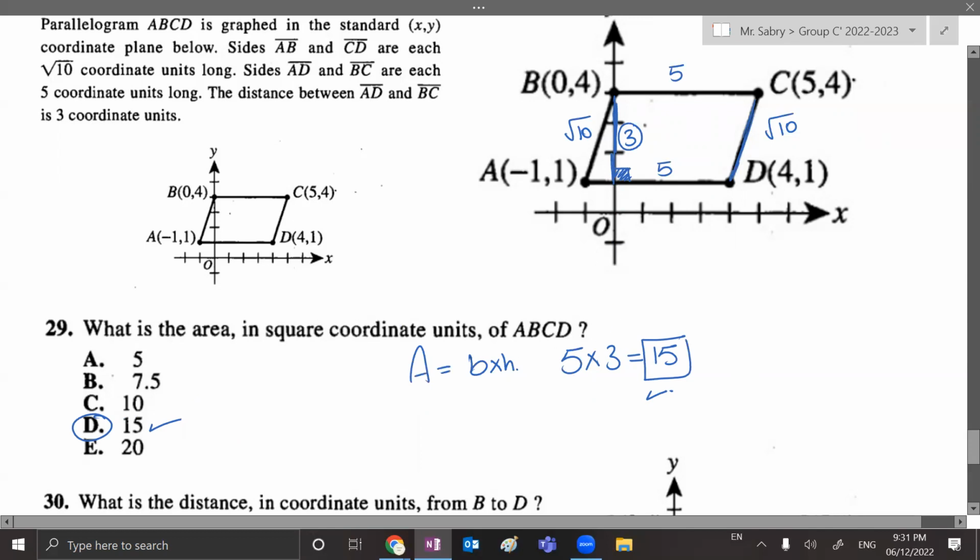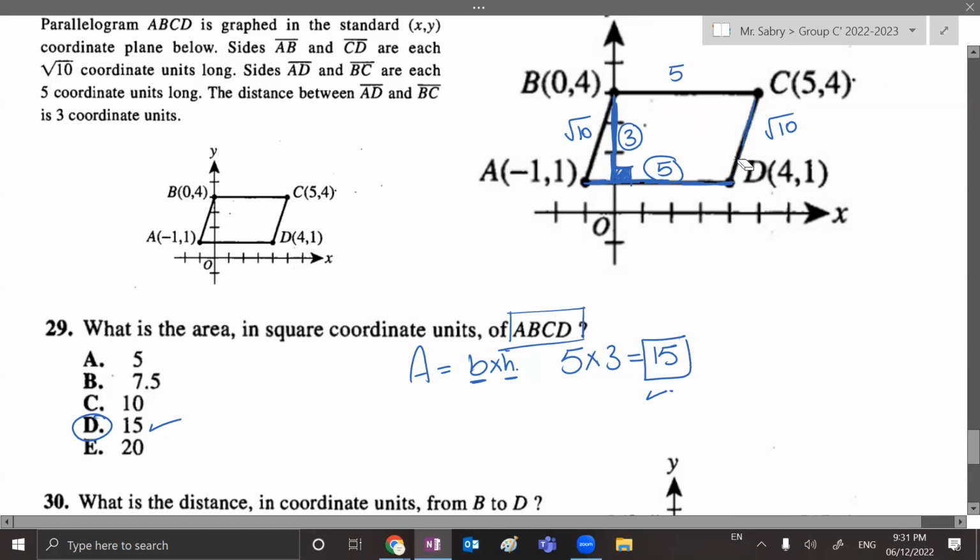Yes, of course. Again, the area of anything in the world, any 4-sided shape, should be base times height. So what's the base and what's the height? The base is this whole length from A to D. This is the base, its length is 5. The height must be perpendicular to the base. So the height is this length, which is 3, not root 10.